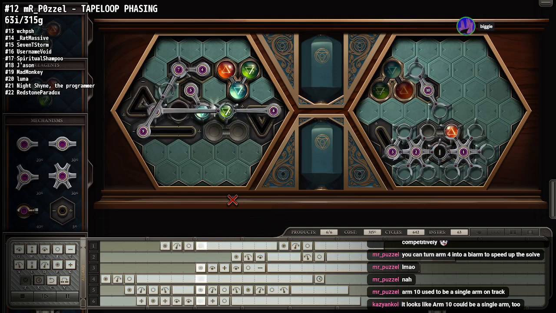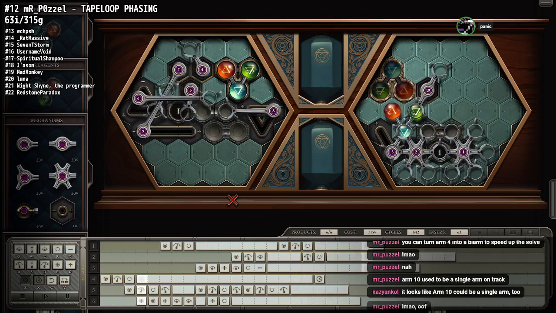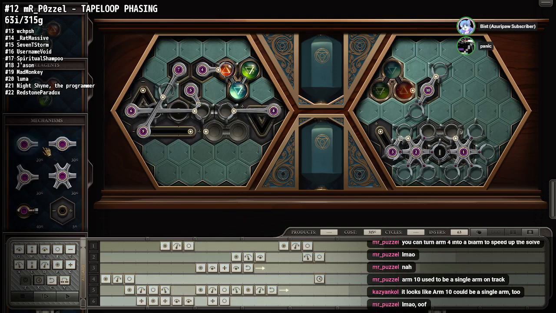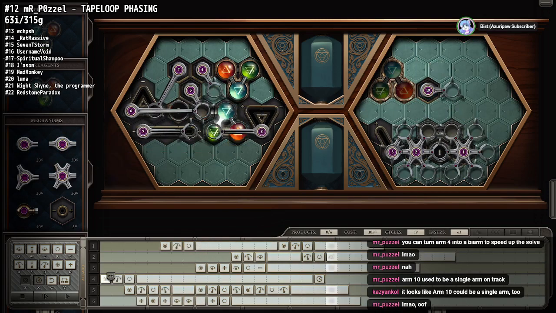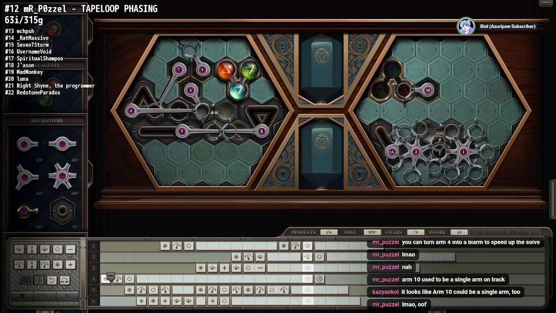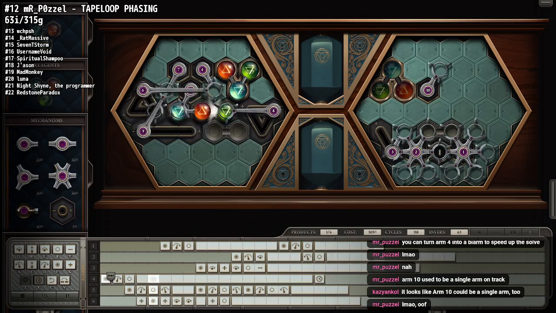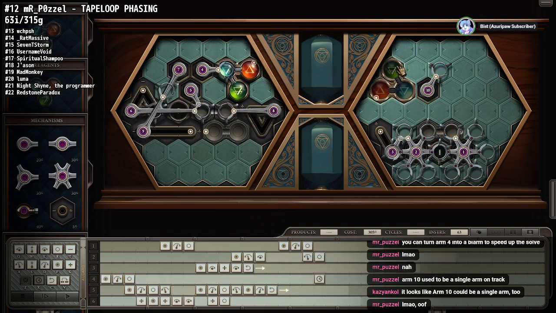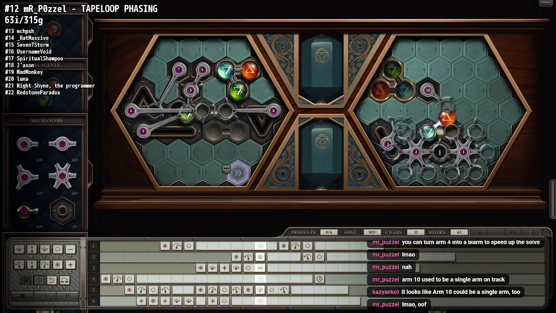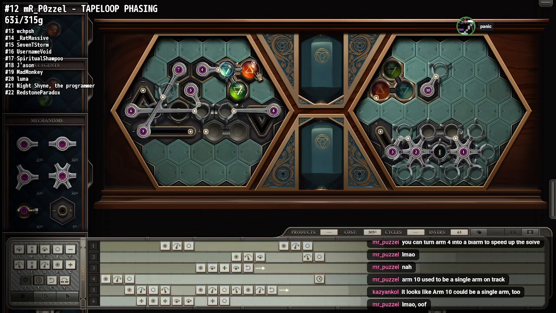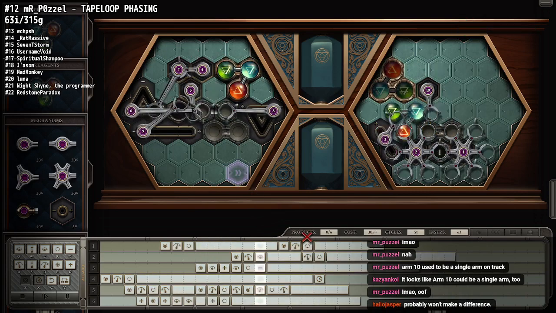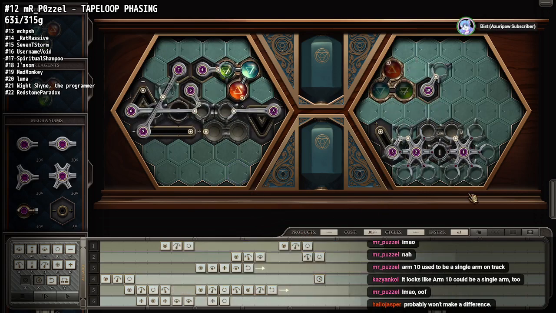To assign one cycles count. Oh yeah, Kazian says Arm 10 could be a single arm. I think that's right, unless there's something I'm missing. Tinkering on stream. Is that going to be at the right time? That is, okay. Alright, check it for the other orientations. This makes tinkering even more fun when you have to check it for all 3 orientations. It doesn't take that long.